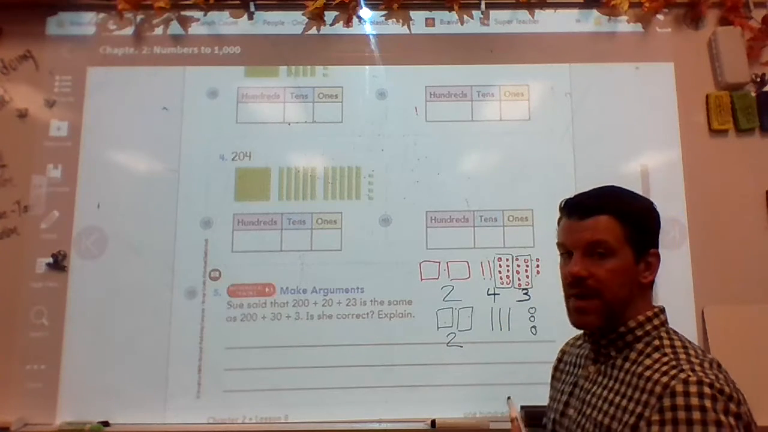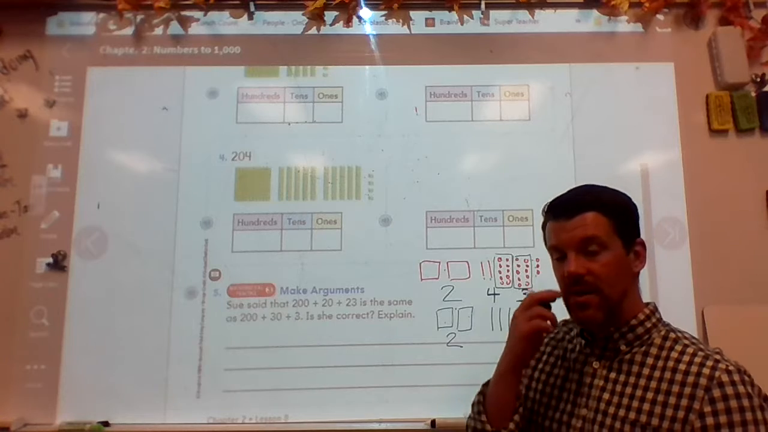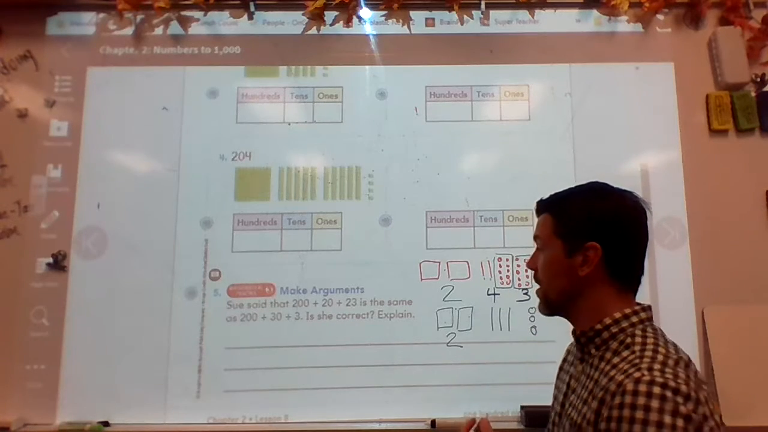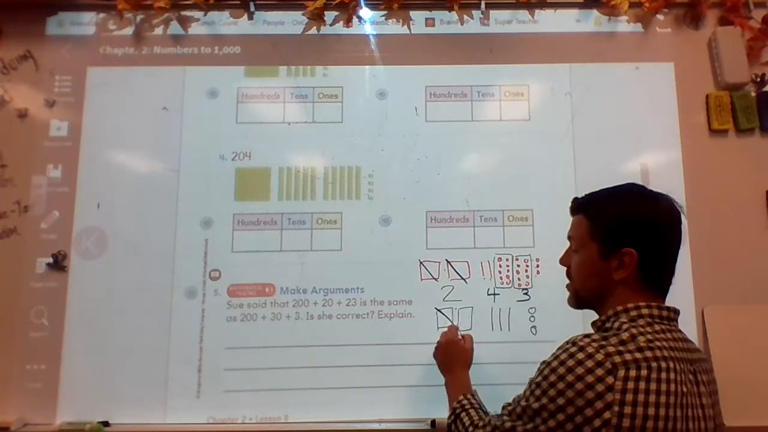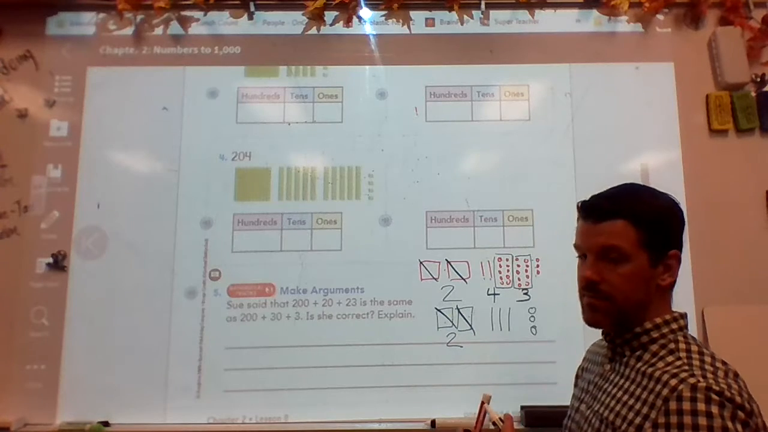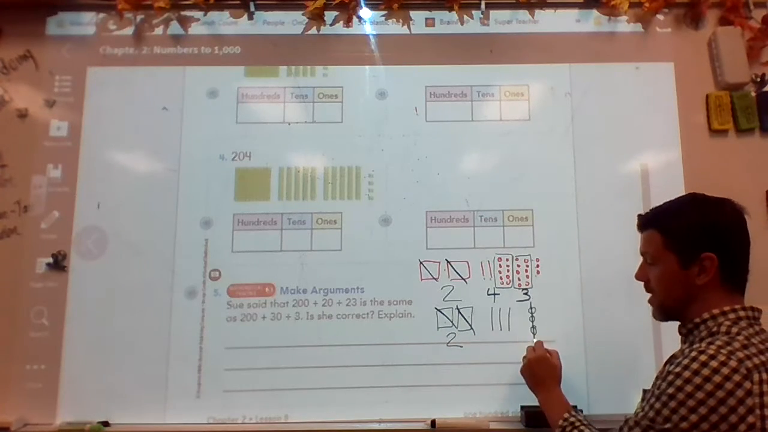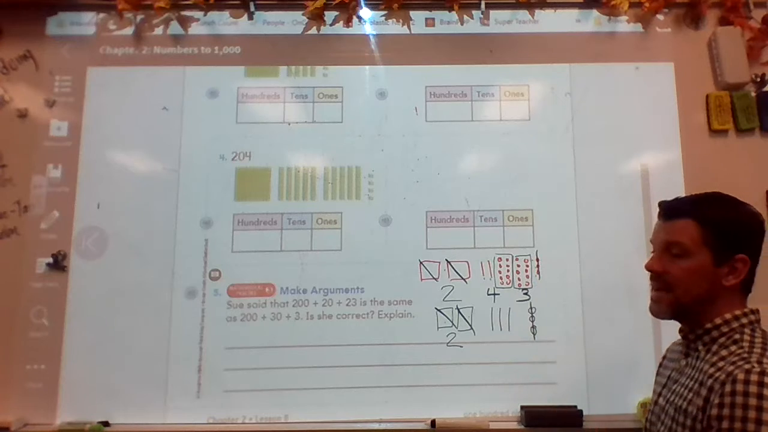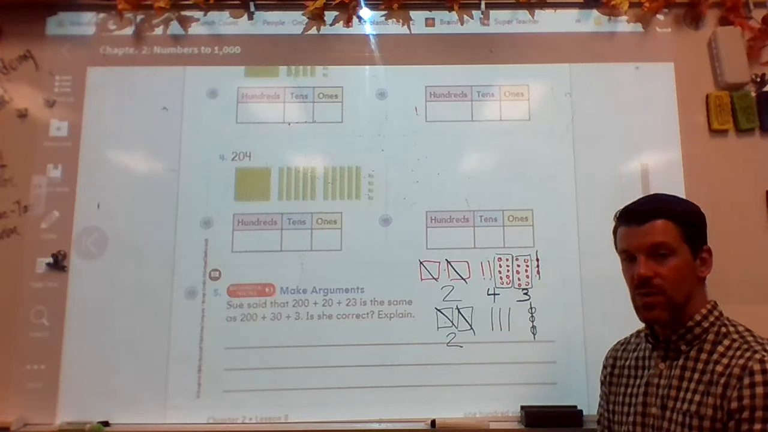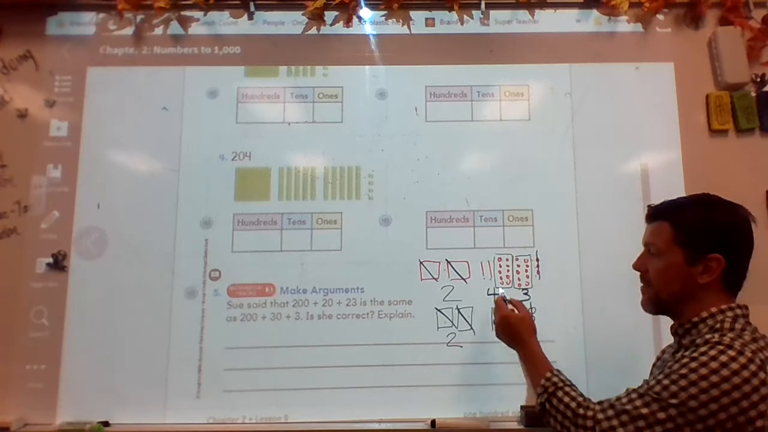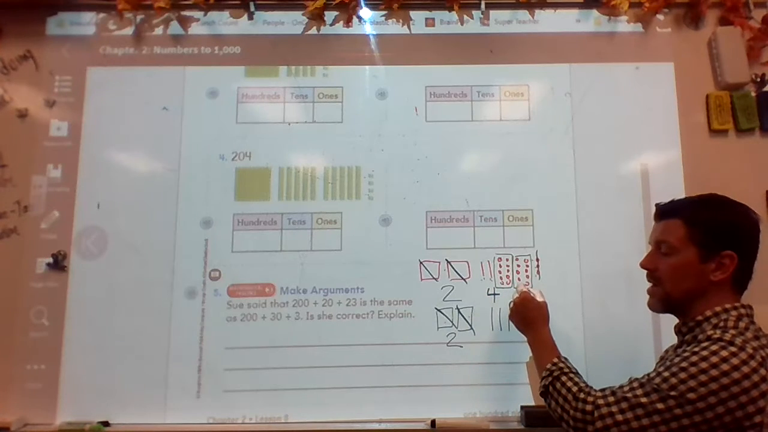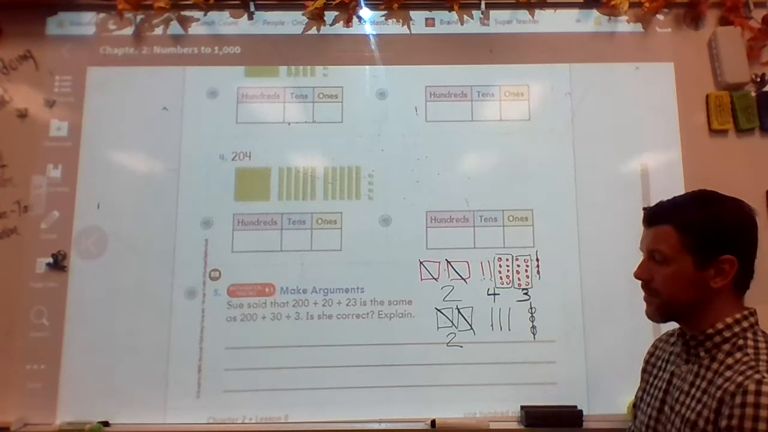So now, I'm comparing these to see how they are the same and how they are different. So I know I have 200, so I can cross them out. Great. I know I have 3 ones. Boom, boom. Now I'm comparing my tens because that's where I see my difference. So I have 10, 20, 30, 40, 10, 20, 30.